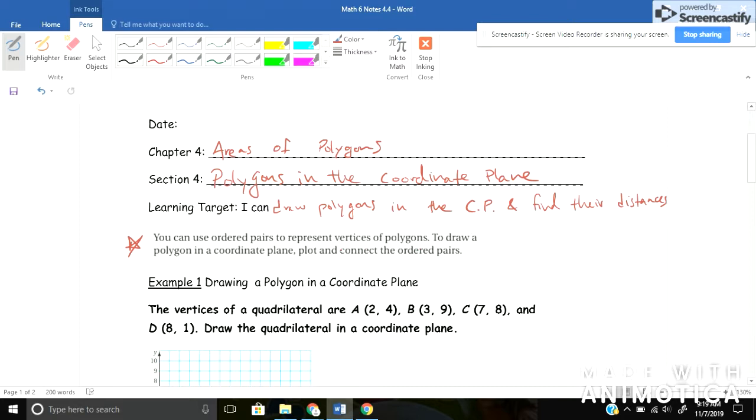Okay. Vertices are like the corners of shapes. And remember, an ordered pair is always listed as x, comma, y. So first is your x, which is your right or left, and then is your y, which is your up or down. For now we're just going to be working with right and up positive numbers, but eventually you'll be working with negative numbers, so you can go left and also down. It says to draw a polygon in a coordinate plane, plot and connect the ordered pairs.